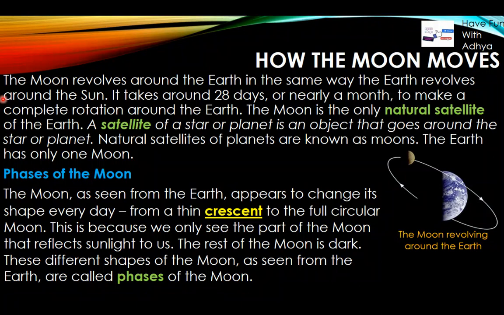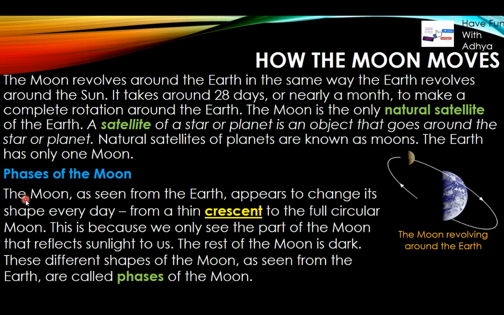How the Moon moves. The Moon revolves around the Earth in the same way the Earth revolves around the Sun. It takes around 28 days, or nearly a month, to make a complete revolution around the Earth. The Moon is the only natural satellite of the Earth. A satellite of a star or planet is an object that goes around the star or planet. Natural satellites of planets are known as moons. The Earth has only one moon.